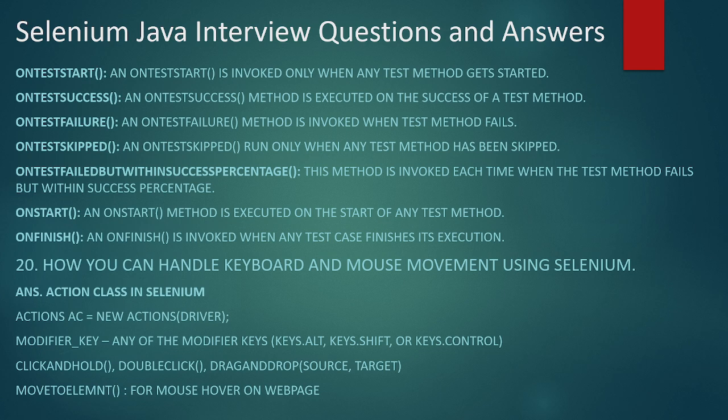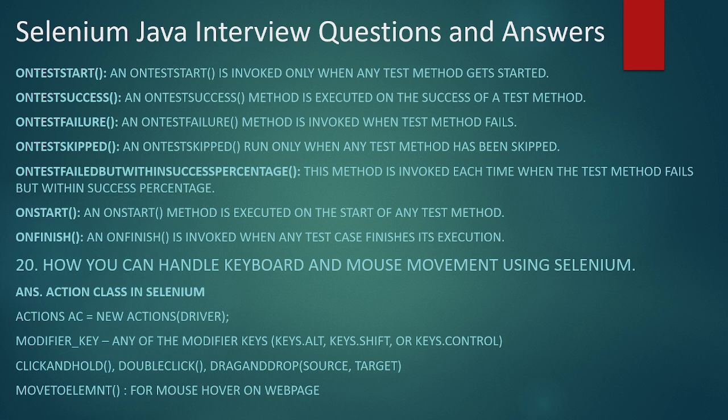Suppose I have to click and drag and drop one particular element. We have to go for the clickAndHold method, then the drag option is there, and the dragAndDrop method is there. You have to define the source and target of the element. Then double click is also there. All are achievable by the Actions class only.